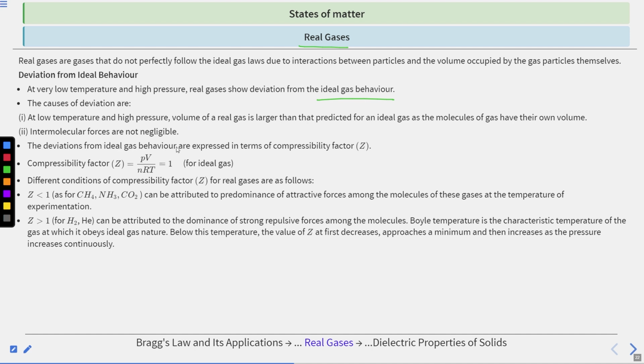The deviations from ideal gas behavior are expressed in terms of the compressibility factor, that is Z. So Z will be equal to PV/nRT, and for an ideal gas it will be equal to 1. So Z can be less than 1 or greater than 1. Less than 1 can be attributed to predominance of attractive forces, and greater than 1 can be attributed to dominance of strong repulsive forces among the molecules. There is a Boyle's temperature, which is a temperature for the gas at which it obeys ideal gas nature. Below this temperature, the value of Z first decreases, reaches a minimum, and then increases as the pressure increases continuously.